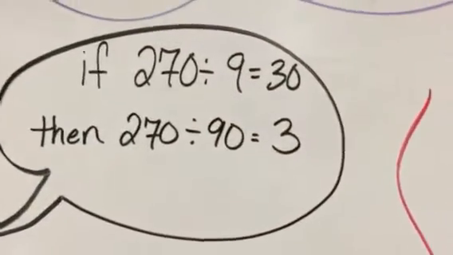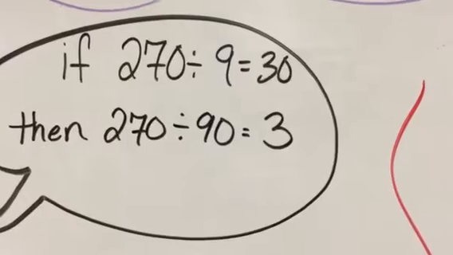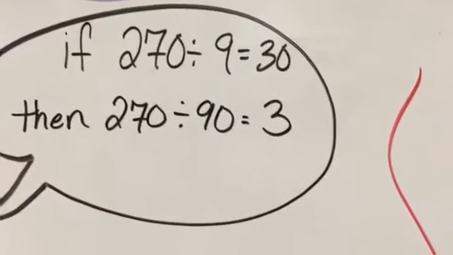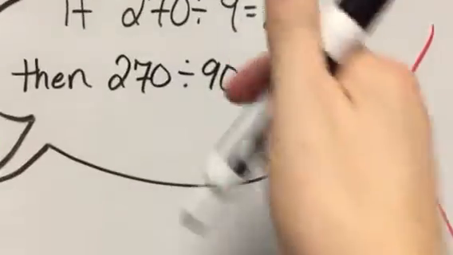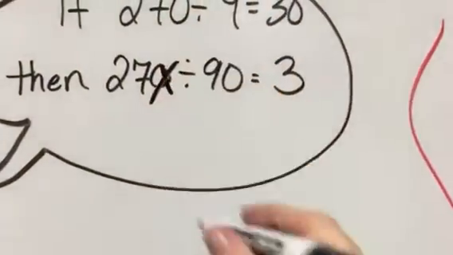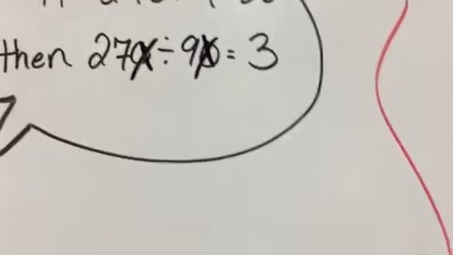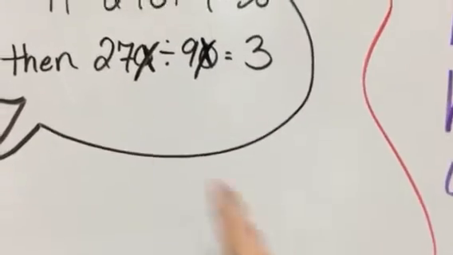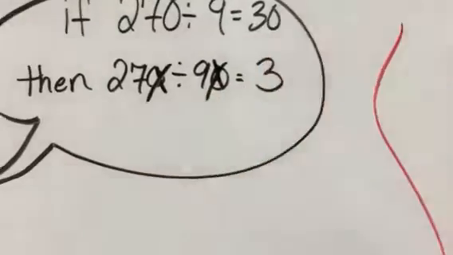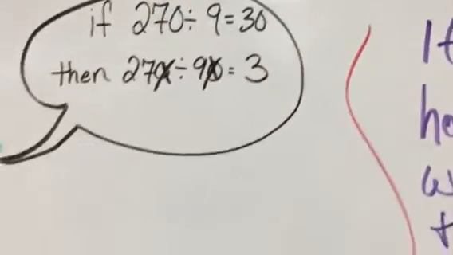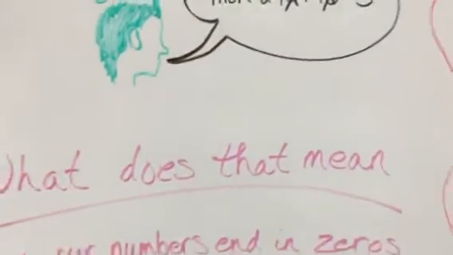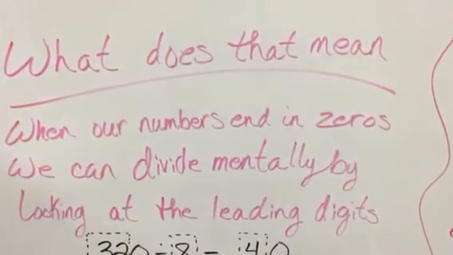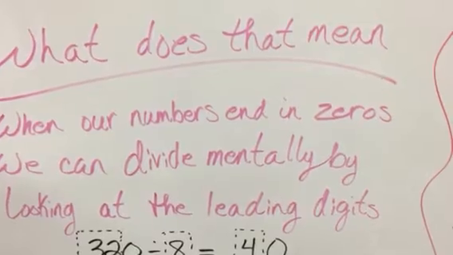I'm taking that if 270 divided by 9 equals 30, then 270 divided by 90 equals 3. And I'm saying that 0 and that 0, one on each side, can be crossed off, and just 27 divided by 9 equals 3. So what does that mean? When our numbers end in zeros, we can divide mentally by looking at the leading digits.